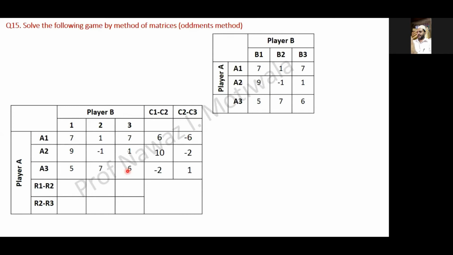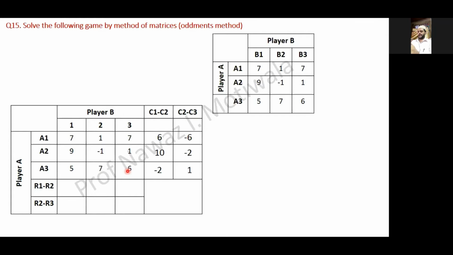Again I repeat, I am not finding out oddments. I am just finding out the difference between column values and the difference between row values. Hence, I will write my answer as it is, with a negative or positive sign, whatever I get. Then I have to apply the same thing with row values.